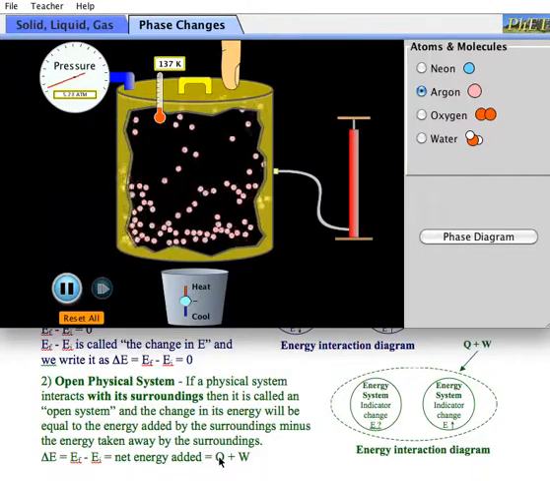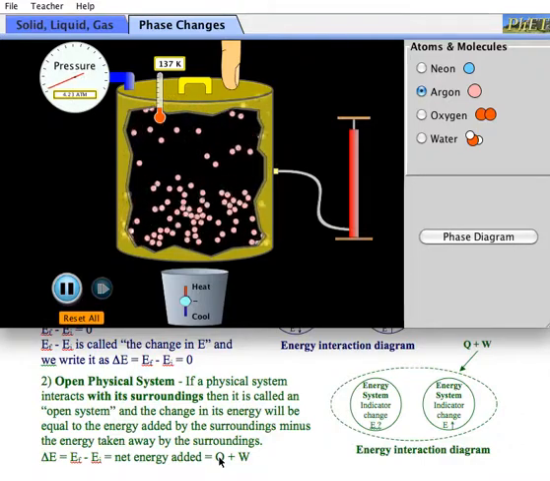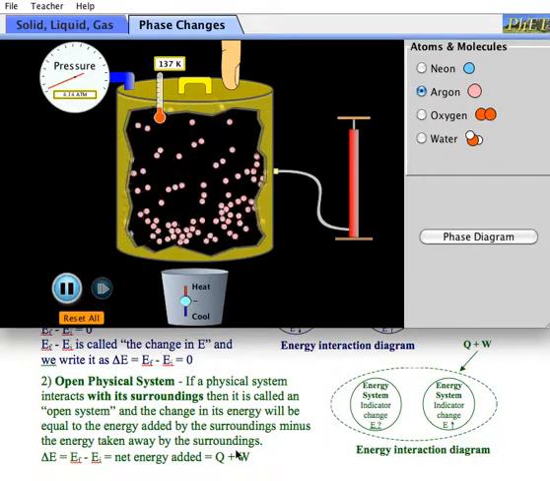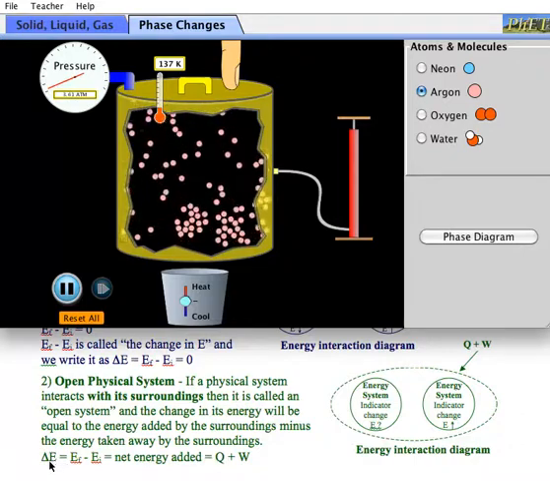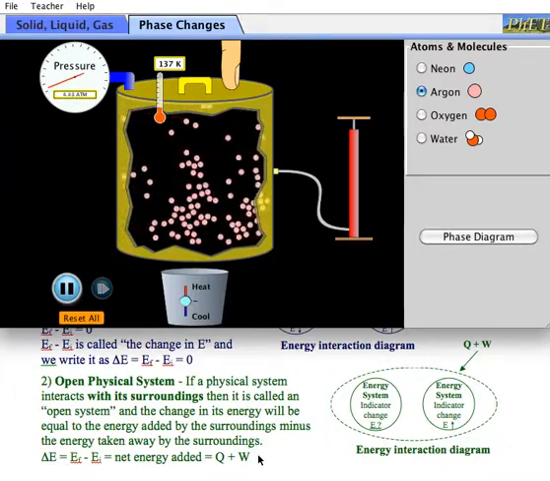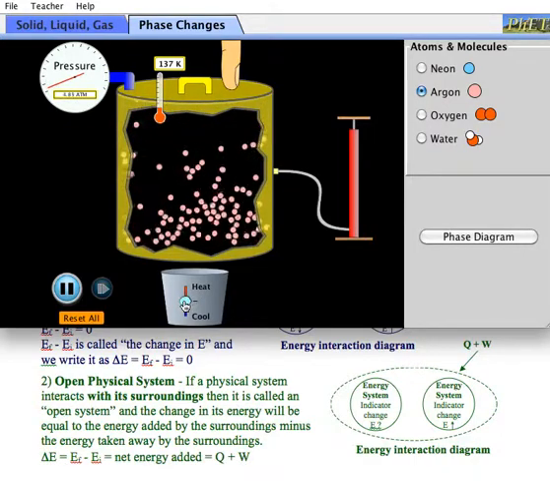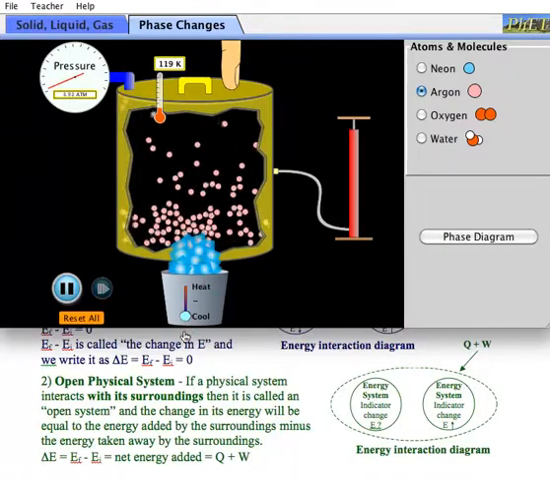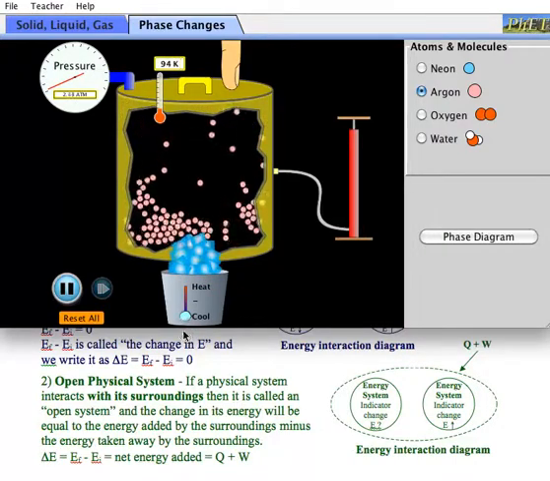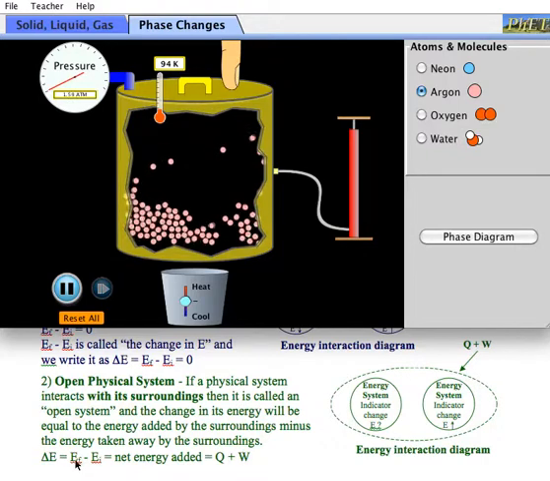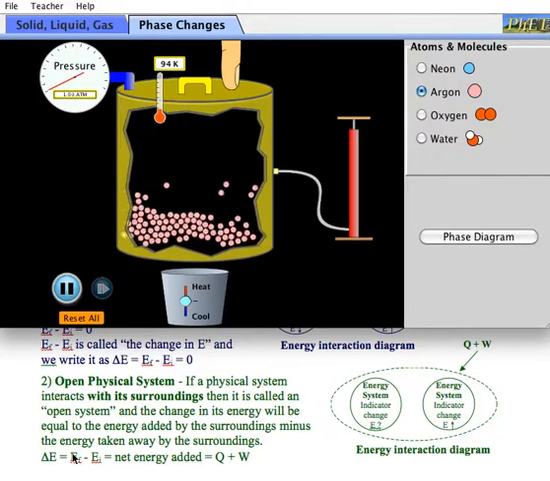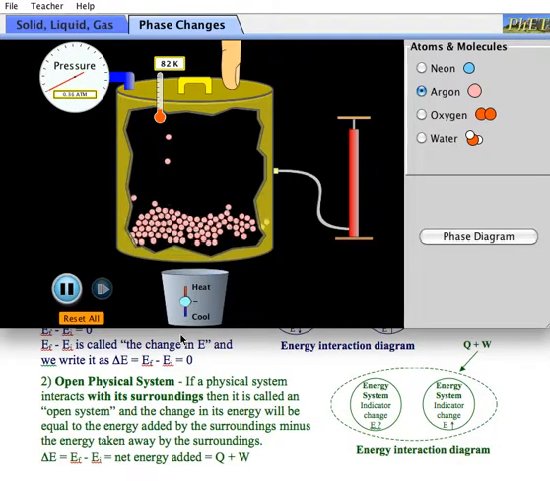If Q is the amount of heat added, then I added heat, then Q is a positive number, so I have a positive on the right and a positive on the left. What if I took heat out? Then the total energy goes down. So E final is smaller than E initial, so this is going to be a negative number. Delta E is going to be negative if I've taken heat out.